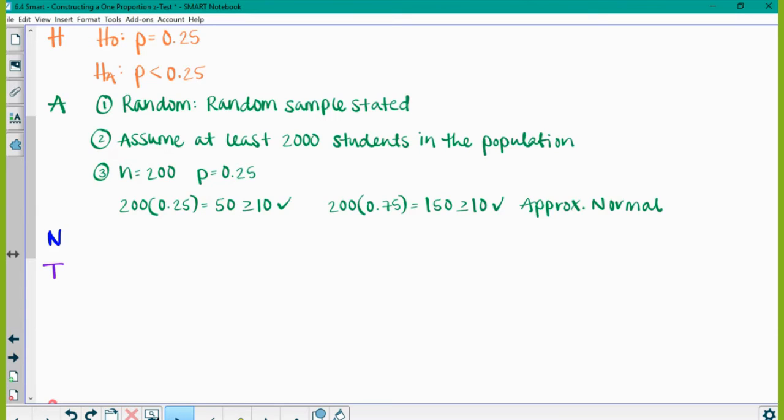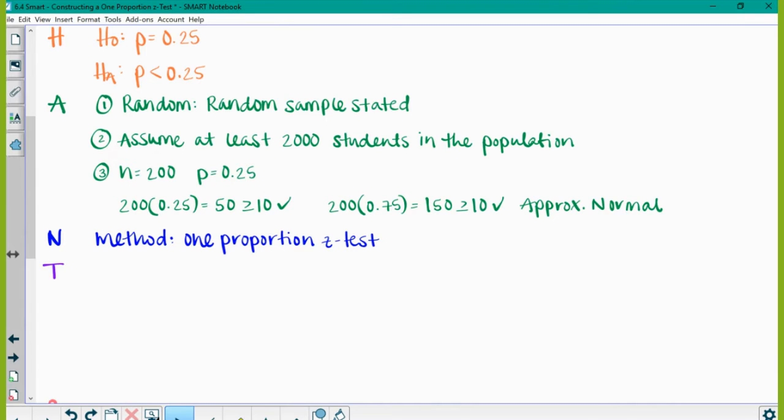One small note, if one of these conditions happens to fail and you are on the AP exam, the expectation is that you just notate that it's failed and proceed with caution in your conclusion. You can say something along the lines of, the success/fail condition was not met, therefore my results may not be accurate. Generally, they're not going to throw that at you, but just in case. Name of the test: one proportion z-test.